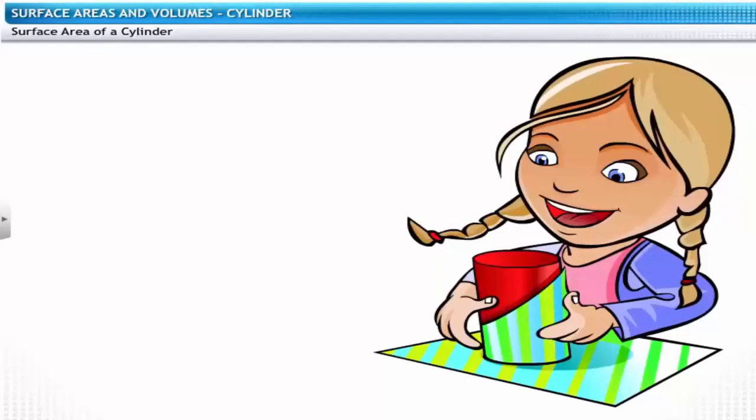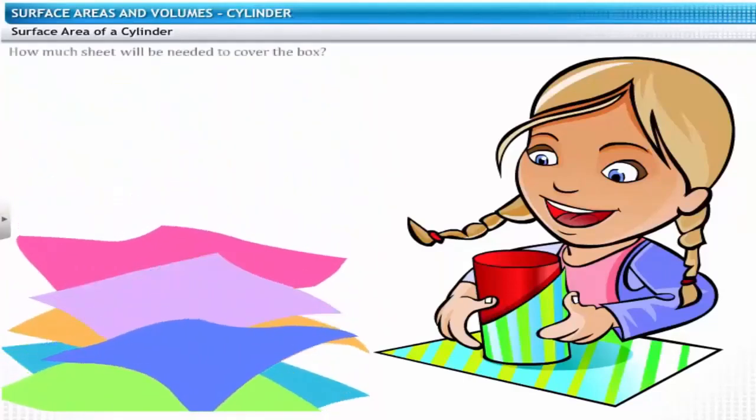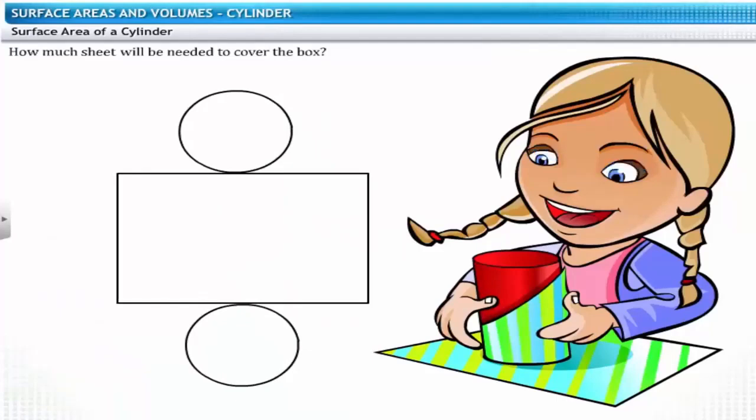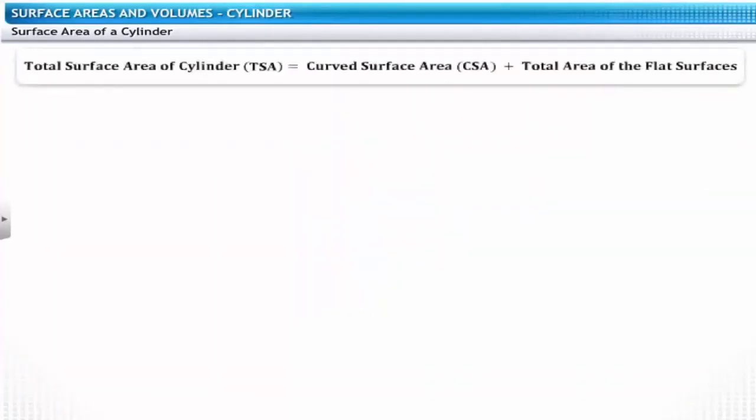Here's Padma. She has made a money box for her kid brother. She wants to buy colored paper to cover the box. How much sheet will be needed to cover the box? If she knows the total surface area of the cylinder, she'll be able to estimate the number of sheets needed. Let's derive the formula to calculate the total surface area, or TSA, of the cylinder.